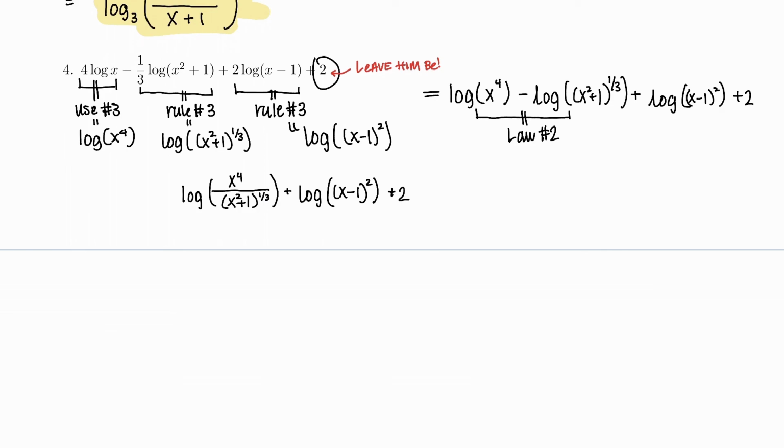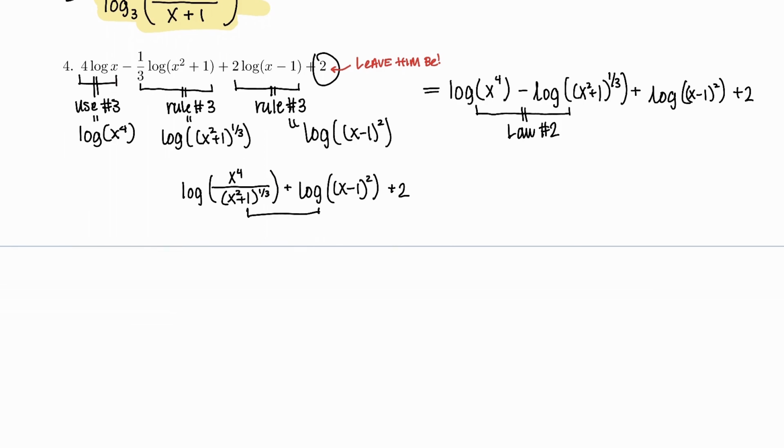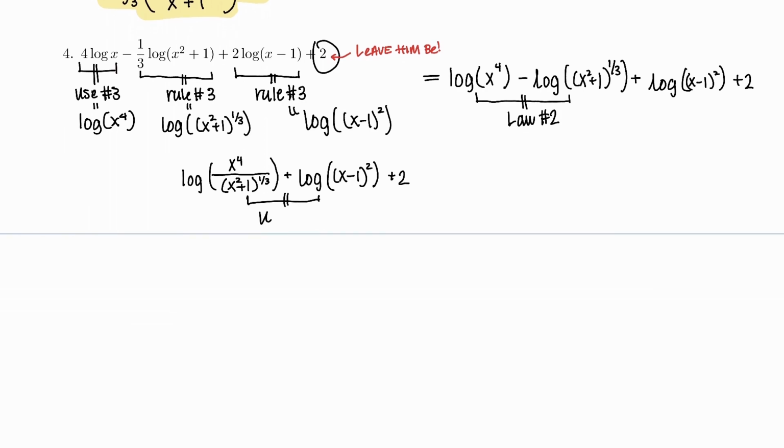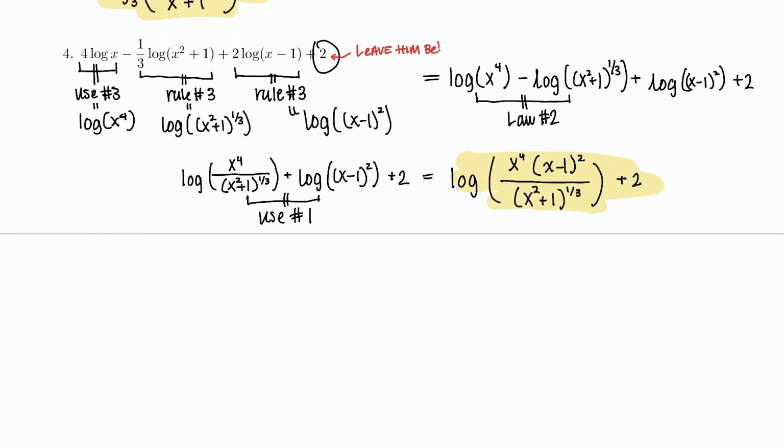And then I will use rule 1 on this thing. And when I do that, I get log of x to the 4th times x minus 1 squared divided by x squared plus 1 to the 1/3 plus 2. So this is the final answer. I'm just going to leave the 2 out front.